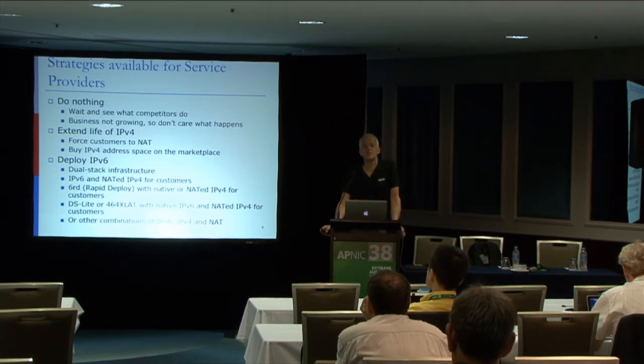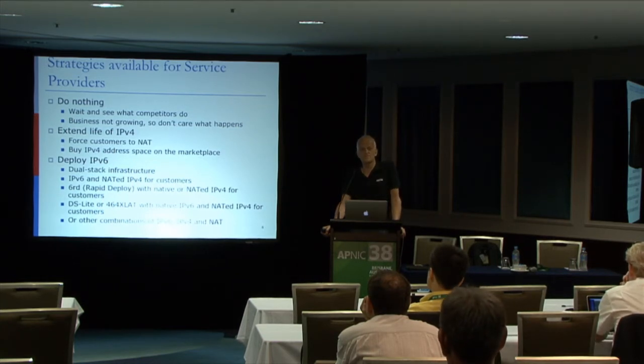The second strategy is extending the life of v4, so forcing customers to use NAT. And that can mean making end-user address space more expensive as part of the service. Or start migrating network infrastructure to using NAT and so forth. And we'll cover those options as we go through the slides. Buying v4 address space in the marketplace. We've already had the question about the brokers and so forth. That's definitely an option as well.